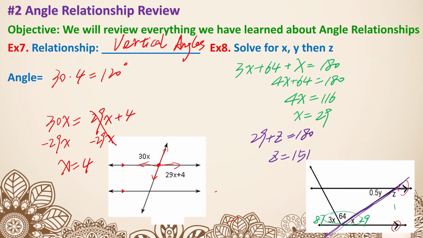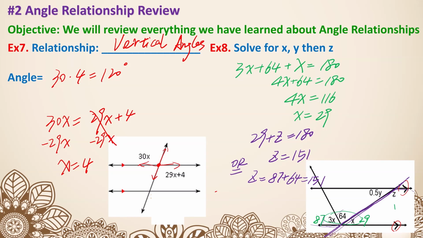Here's another way to do it. If you look at 87 and 64 together, that is going to be 151. And these two angles together right here are going to be the alternate interior angle with z. That would also give us z as 151. So you could also do z equals the 87 plus 64. That equals 151. That's another way to do it.